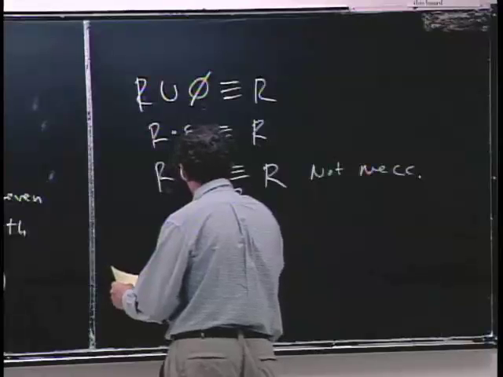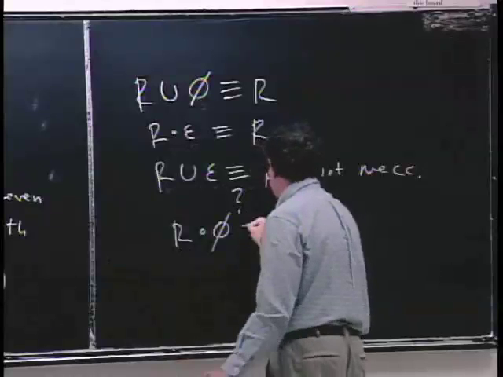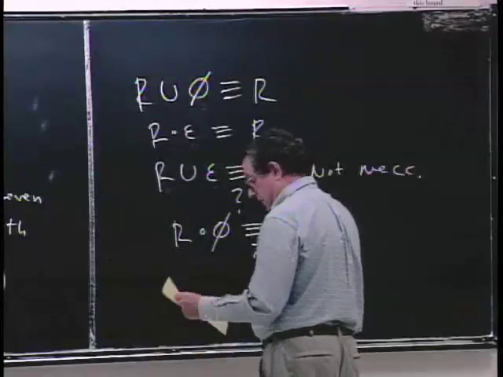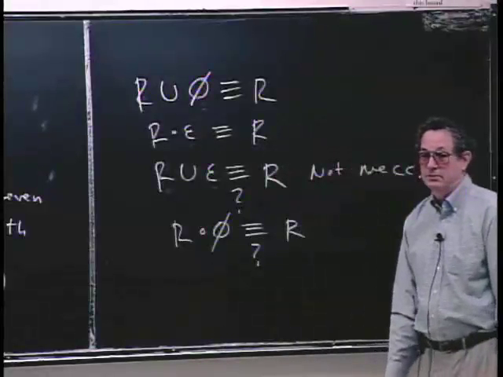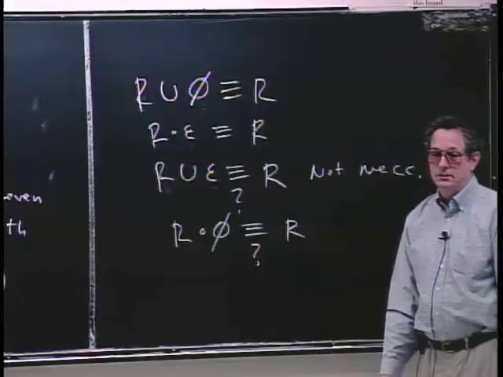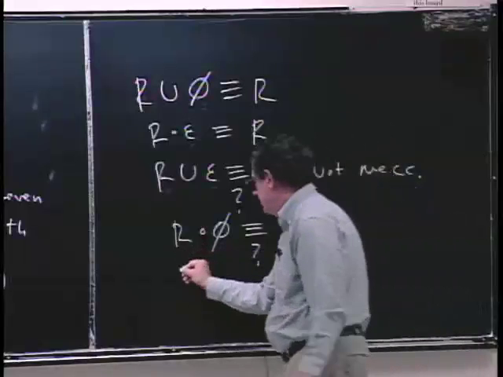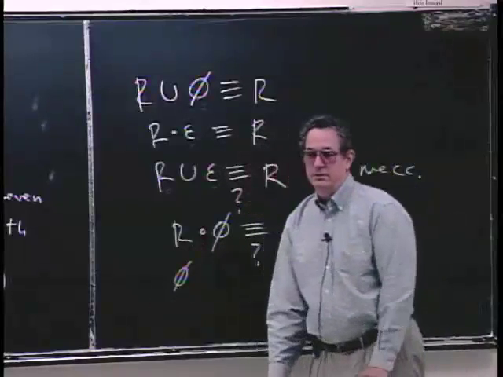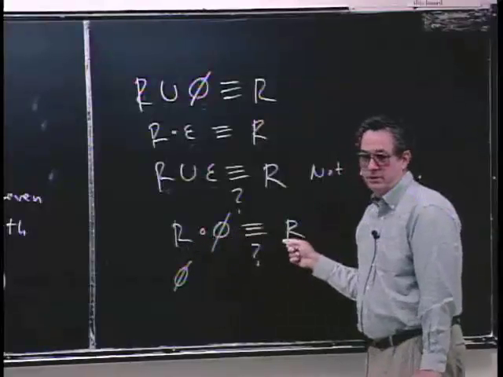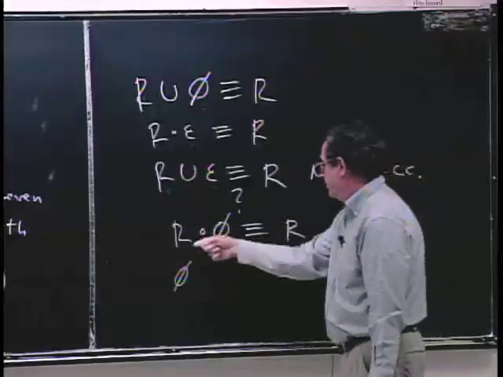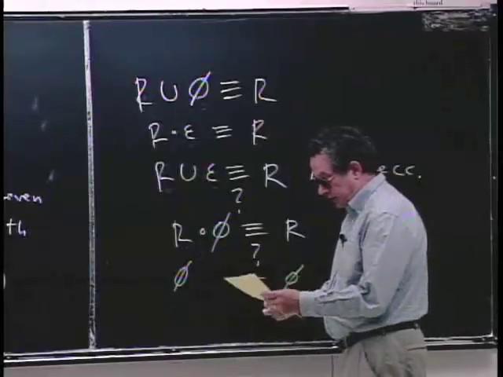R concatenated with the empty language, is that necessarily R? Or can it be R? Let's put it that way. This is sort of a stupid question, frankly. If R is itself the empty language, then this is equal to the empty language, which is equal to R. So that's fine. But at any rate, this is always equal to the empty language.